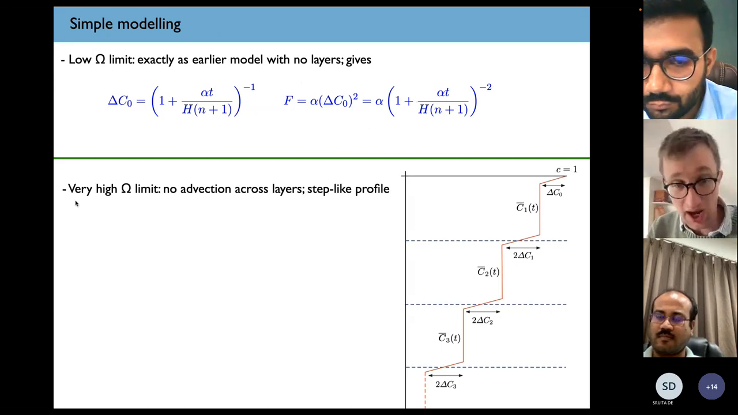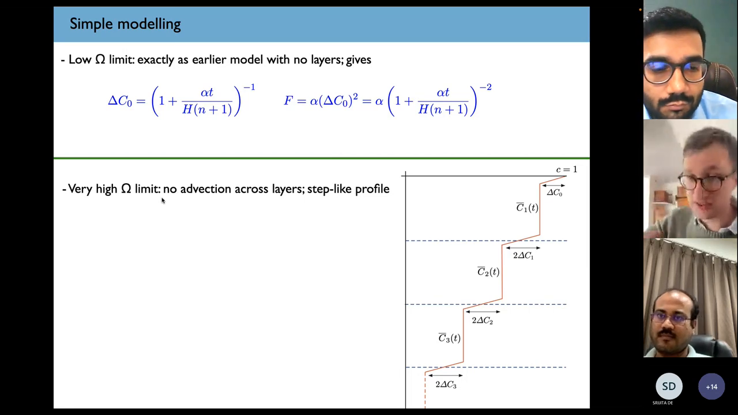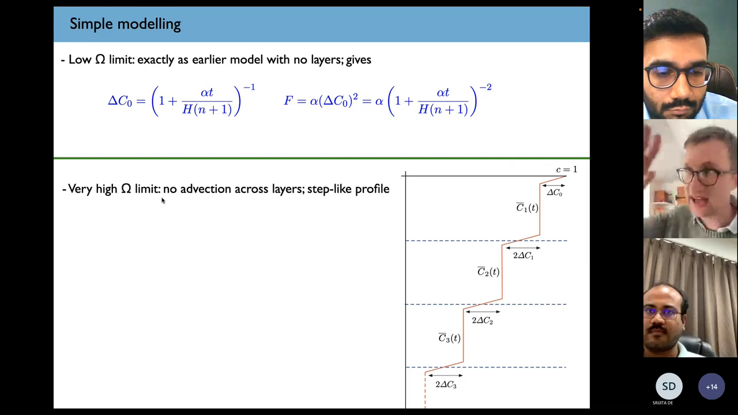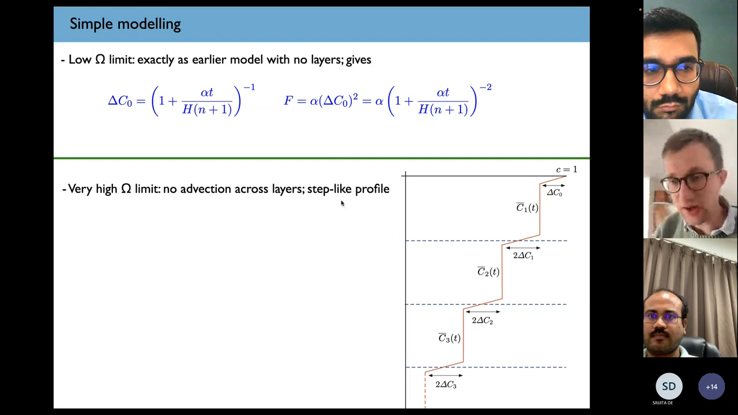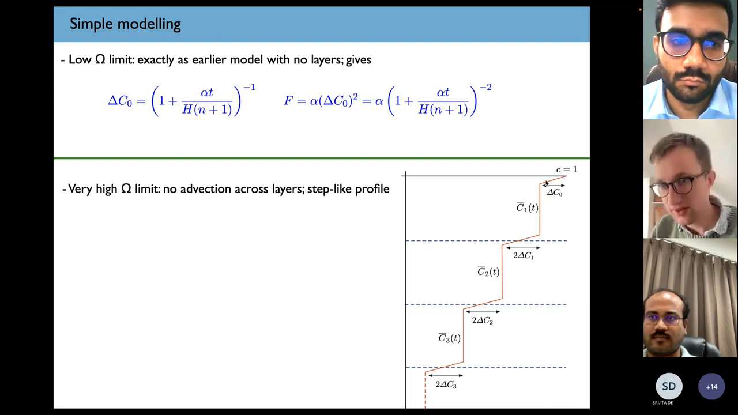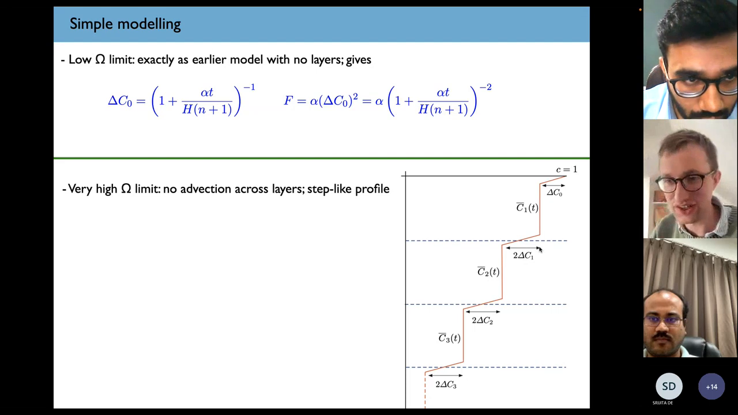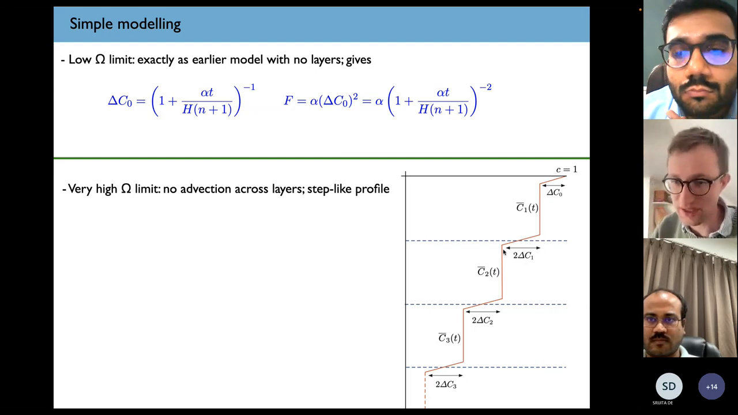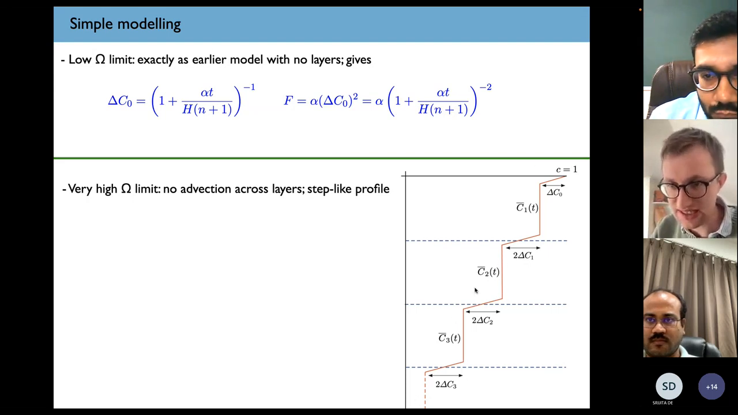You can predict it, and it looks very good. In the very high omega case, where there is now no advection between the layers, it's just a series of diffusing layers which are themselves convecting, but between each one there is some kind of diffusion. Then you'd expect that on average the profile looks something like this. You've got these diffusive layers at the top and bottom of each section of layer, and then a roughly uniform interior concentration with some diffusive flux driving the concentration across into the next layer, and so on and so forth. So you get this nested series of layers.